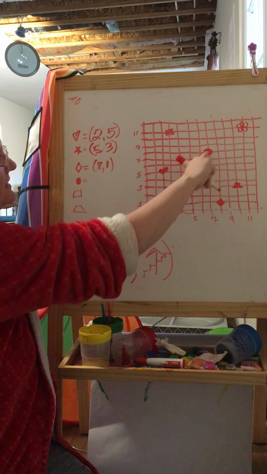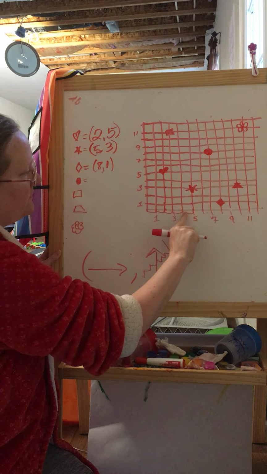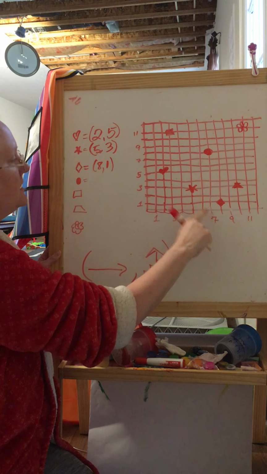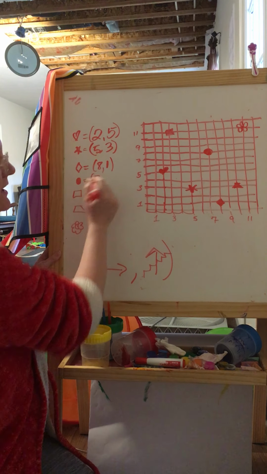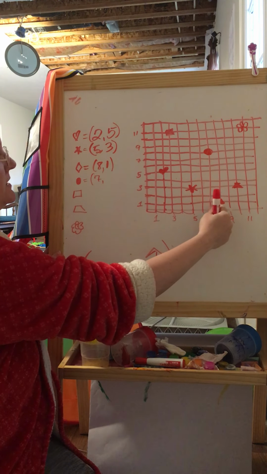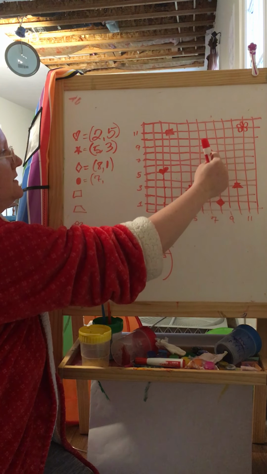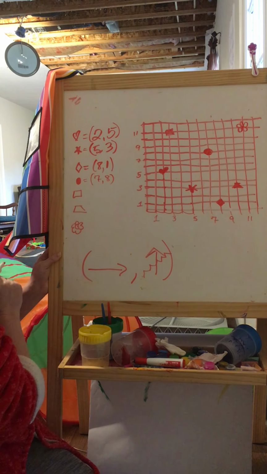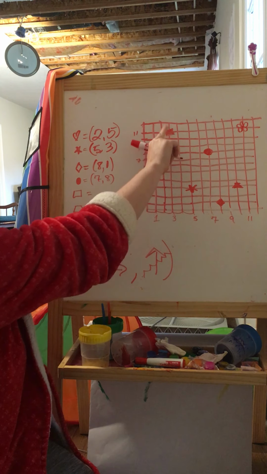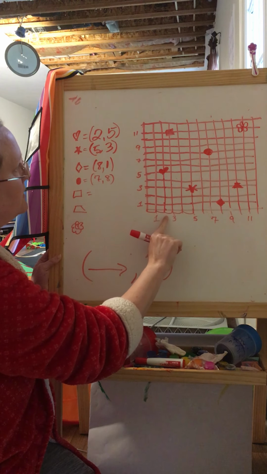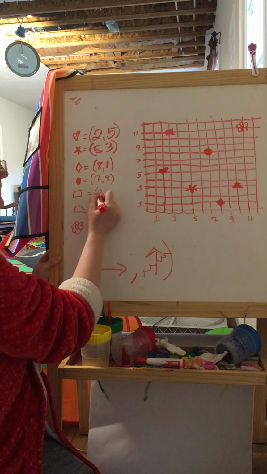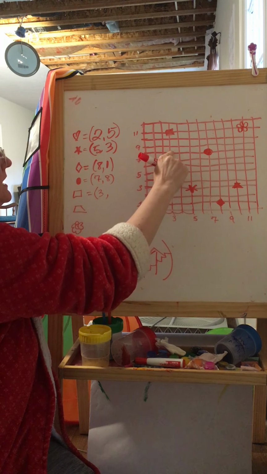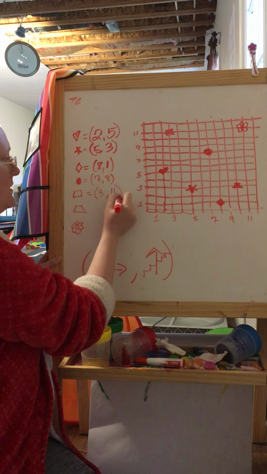Okay? The circle is 1, 2, 3, 4, 5, 6, 7. It's on this line, so it's at the 7. So my 7. So that's my over. And then my up is 1, 2, 3, 4, 5, 6, 7, 8. So it's over 7, up 8. The square is right here. And so it's over 1, 2, 3. And then it's up 1, 2, 3, 4, 5, 6, 7, 8, 9, 10, 11.